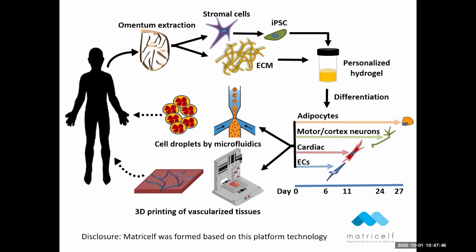So this is an overview of what we can do. So we take this fatty tissue, we isolate the stromal cells, we reprogram them to become induced pluripotent stem cells, and the ECM is processed to a personalized hydrogel, and we can create any tissue that we wish. We just mimic the embryonic development of different tissues. For example, we can create adipogenic tissues for reconstructive surgeries, motor neuron tissues for spinal cord injuries, cortical implants for brain trauma or stroke, dopaminergic implants for Parkinson's disease, and cardiovascular implants as well for cardiovascular diseases.